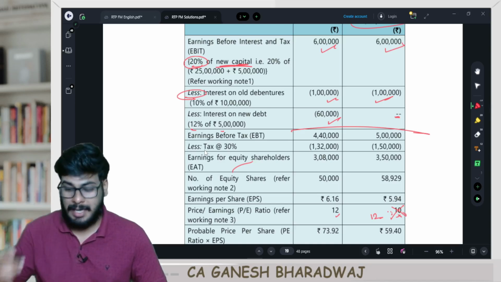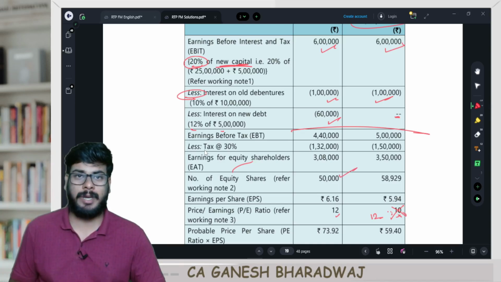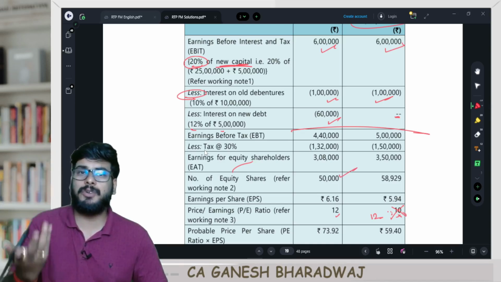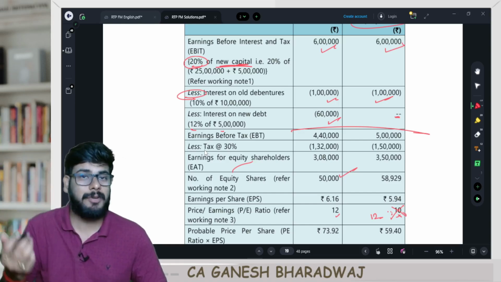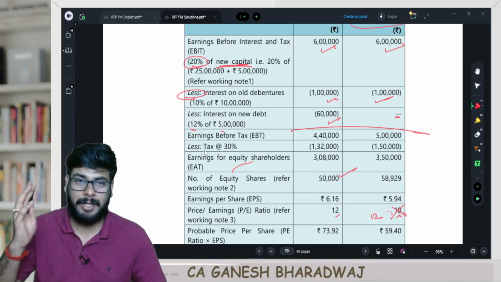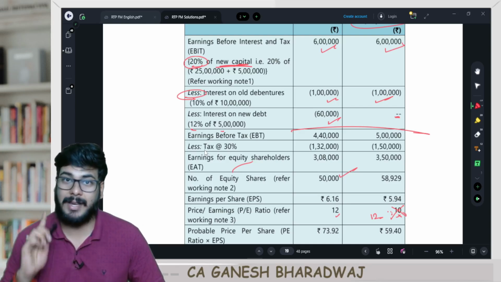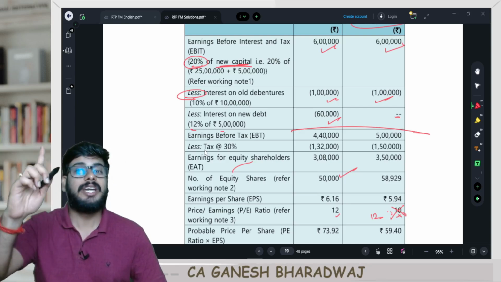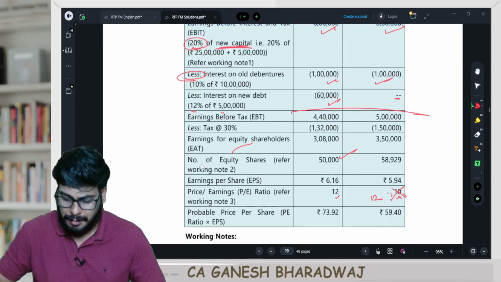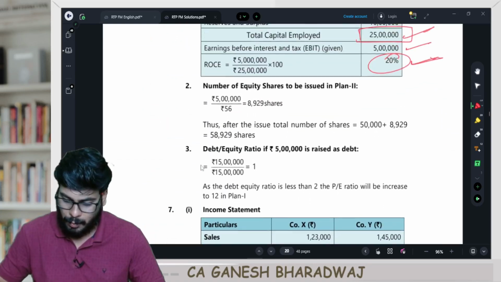Number of equity shares in plan 1 remains to be 50,000. Why? Because the number of equity shares will not increase in plan 1, because the entire amount of 5 lakh rupees is getting funded through the debt mode. Whereas in your plan 2, your number of equity shares will increase. By how much? That is the separate working note that we have.